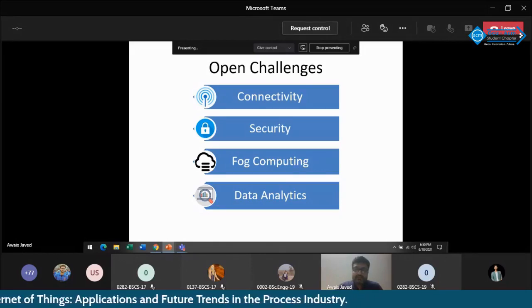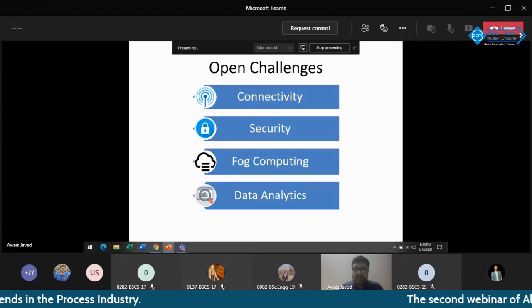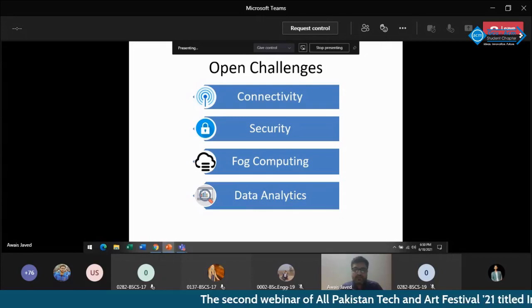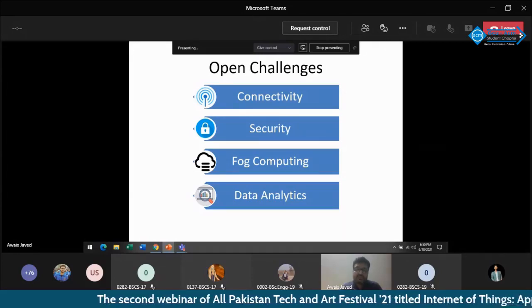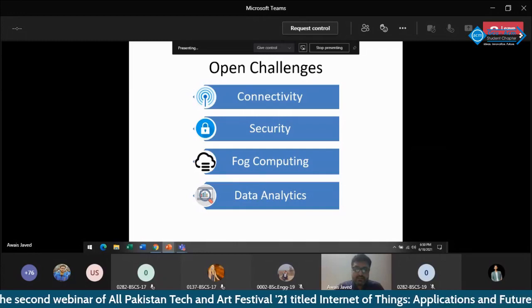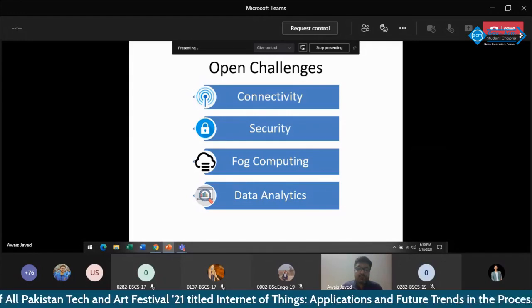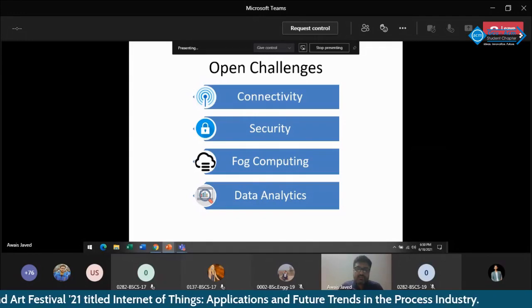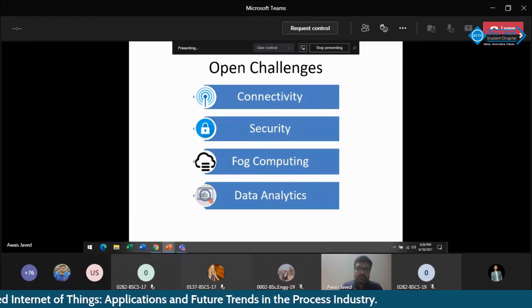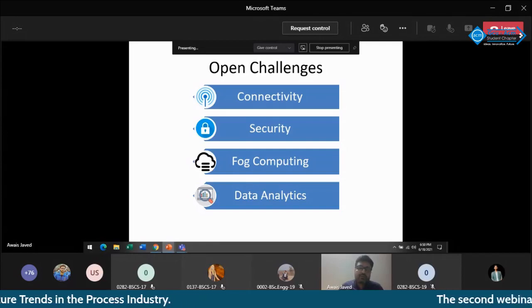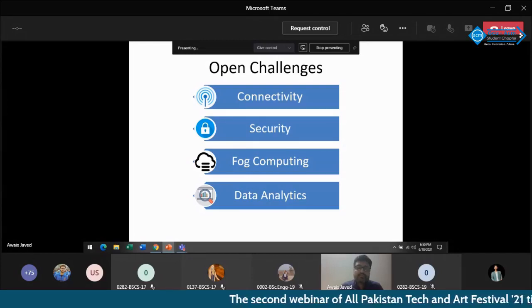Lastly, the biggest challenge is data analytics. With all this connectivity and all these computing capabilities, now we have a lot of big data and capabilities to analyze this big data. So the challenge is how we can convert this data into useful insights that can improve the processes. We have the data, now we need to have some useful insights that can actually improve the efficiency of the system or of the industrial processes.